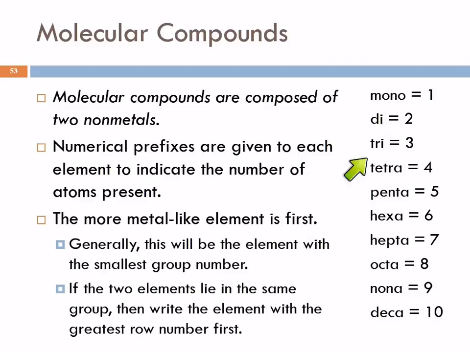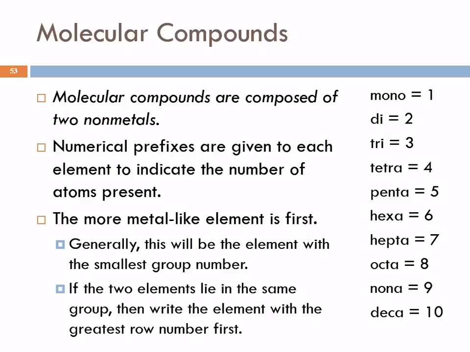Here are those numerical prefixes again, and now Nona and Deca are in there for 9 and 10. They probably should have been in before. So that's how we tell how many. And then we also have to decide who goes first.